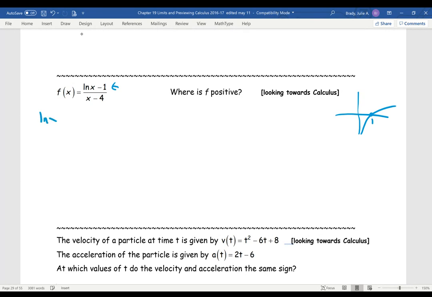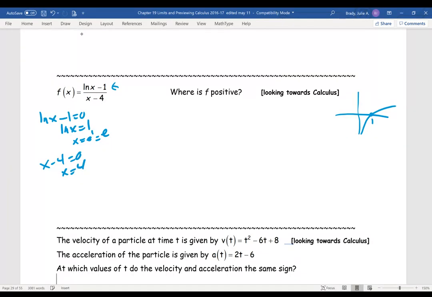So ln of x minus 1 equals 0 when ln of x is equal to 1. You may just know that's e. If you forget, you can change that to exponential form, and you can say, well, that means x is e to the first, which is e. So there's one special number. And the denominator is 0 when x is 4.